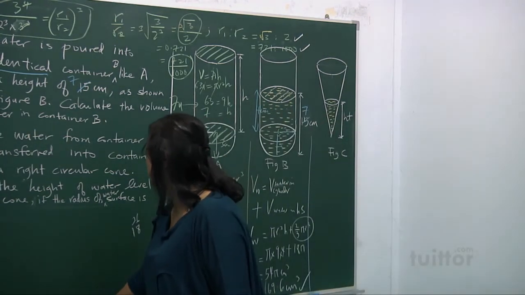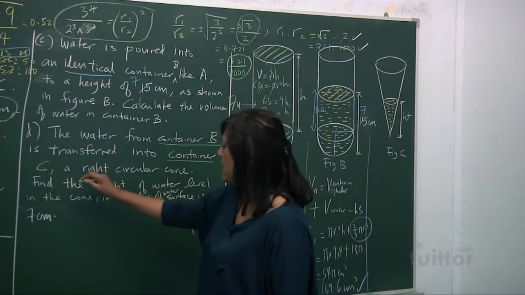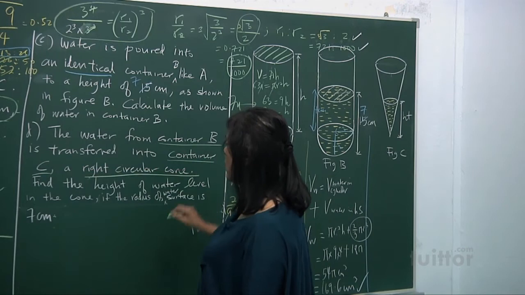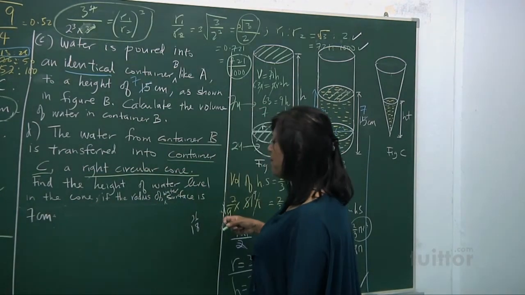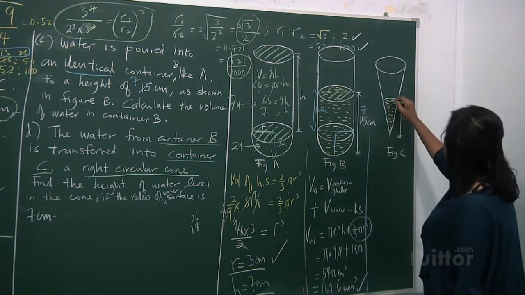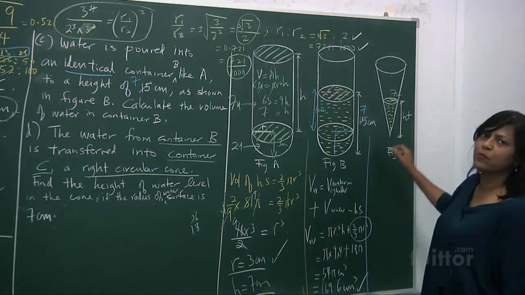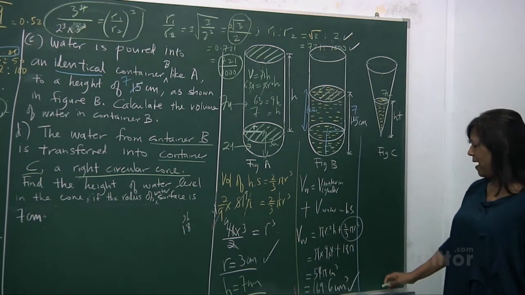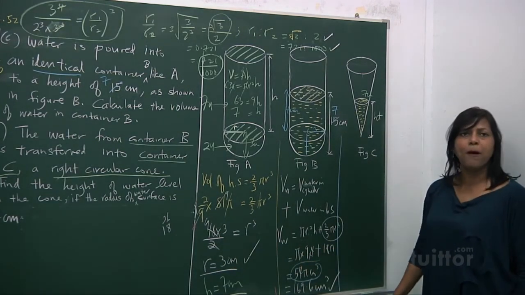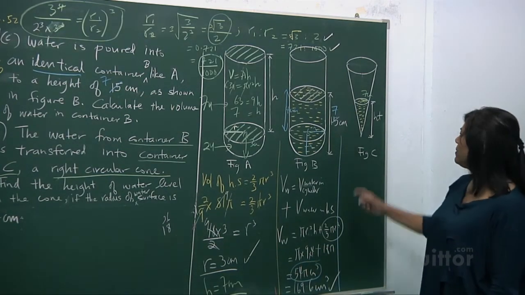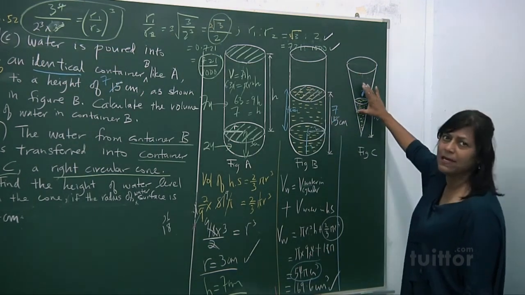The water from container B is transferred to container C, and it's a right circular cone. Find the height of the water in the cone if the radius of the surface level is 7. This radius here is 7 cm. And what's the height of this water in the cone? I'd rather take the exact value, 54 pi cm cubed. Now this 54 pi cm cubed, this water is all emptied in here.